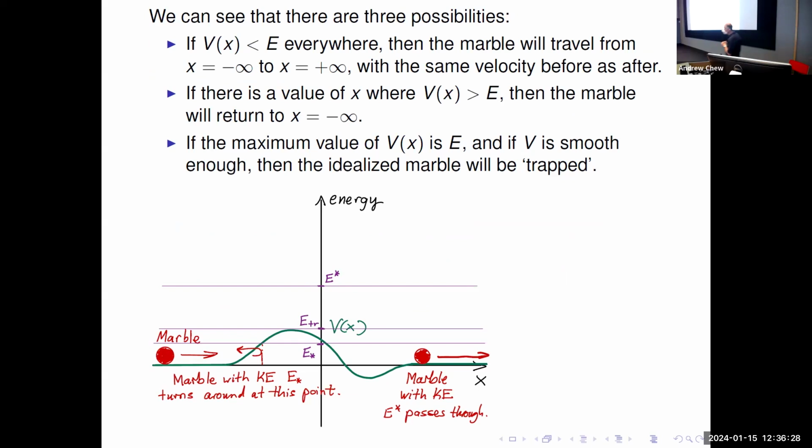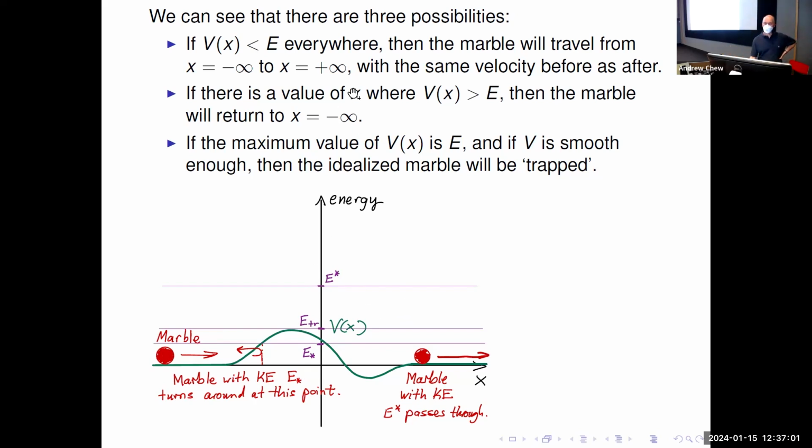So in fact, there are three possibilities, depending on what the value of E is and what the shape of V is. The first one: if V of x is less than E everywhere, then the marble will travel from minus infinity to plus infinity with the same velocity before as after. So in this picture, here we have a value of E, which is on this energy axis, which is greater than the maximum of V. So the marble will always have positive velocity. It'll travel through the interaction region.